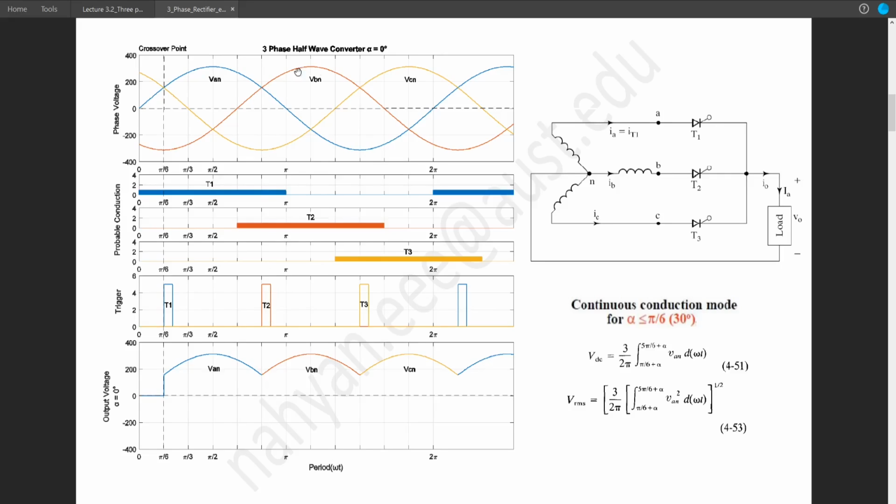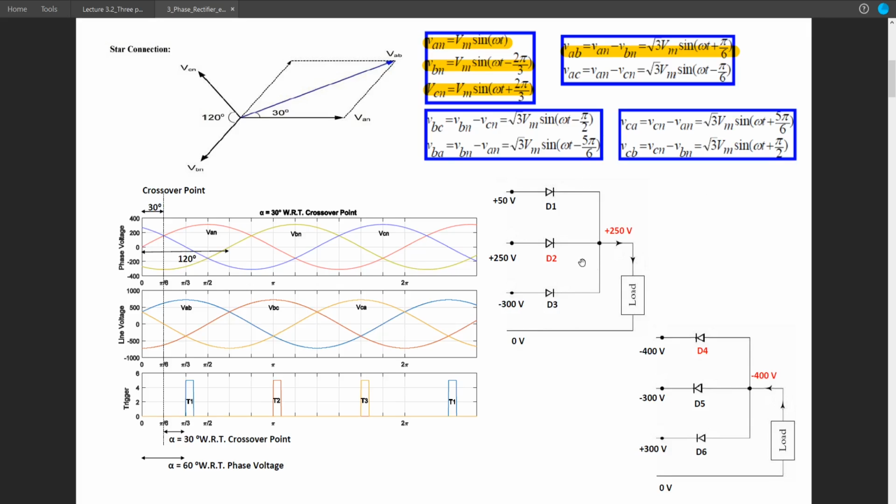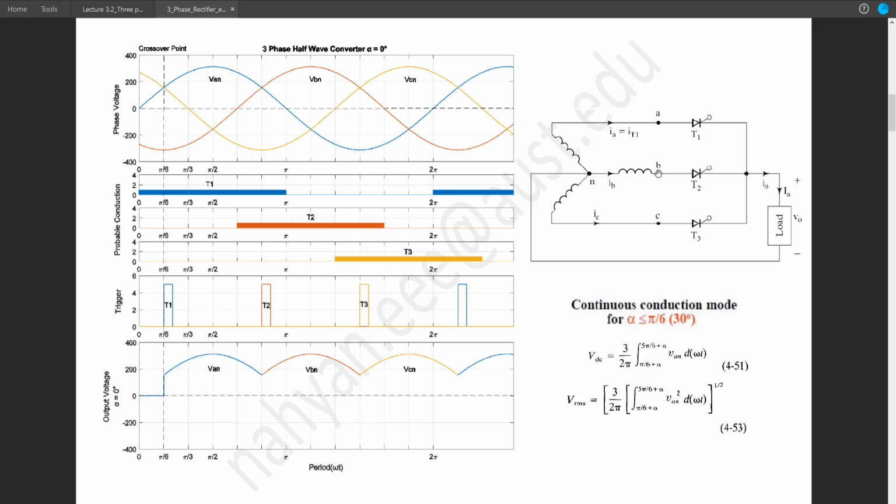So if T2 turns on, then T1 will be forced to turn off by this logic. After triggering T2, the load will be connected to point B. So the load voltage will be VBN. So we will copy the shape of VBN in this section. The same thing will happen after triggering T3.